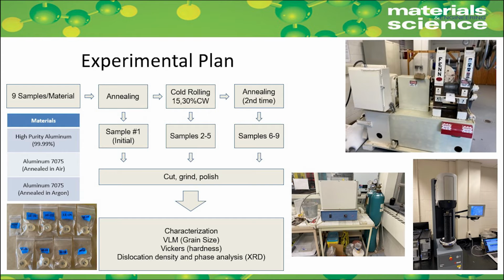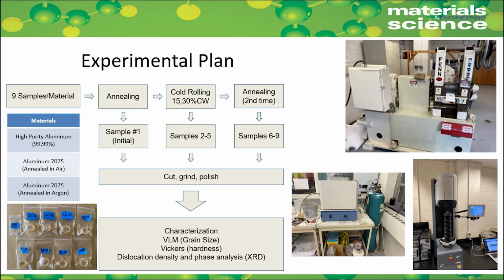As for our experimental plan, we'll have 9 samples per material, with the materials being high purity aluminum, aluminum 7075 annealed in air, and then aluminum 7075 annealed in argon. So all the samples will undergo some form of heat treatment, with the first sample being set aside as some form of benchmark. The second set of samples, 2 to 5, will be cold rolled by 15 and 30%, and then the third set of samples, 6 through 9, will be annealed a second time.